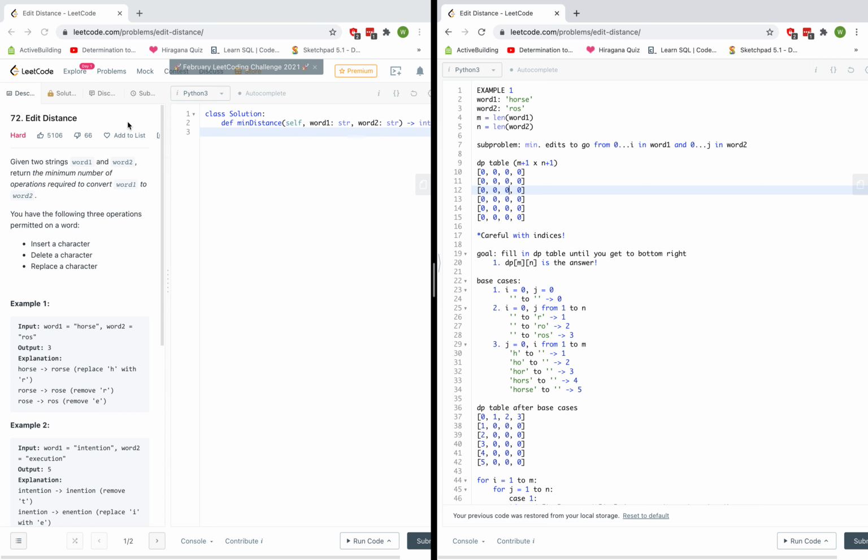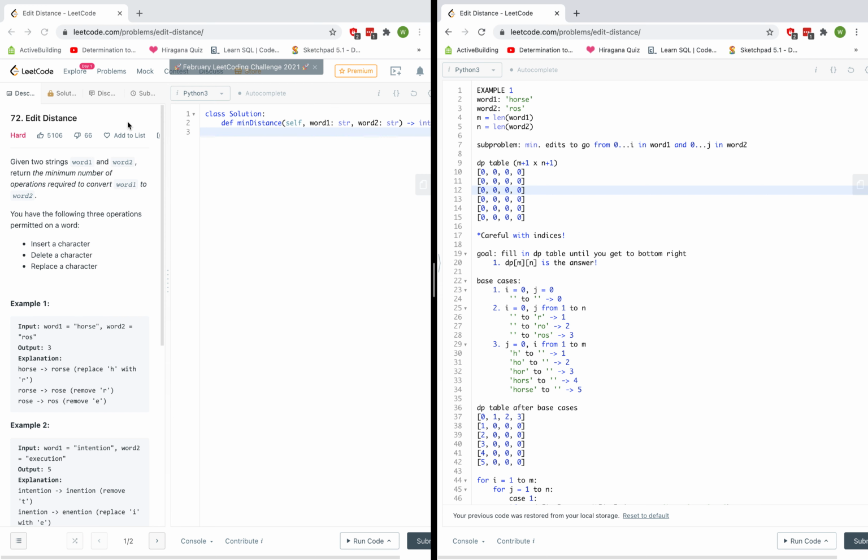Hello everyone, today we're going to go over Leetcode problem number 72, edit distance. This is a hard problem, but I think it shows up very often in programming interviews, so I just wanted to go over what the solution would look like. So here's the problem description.